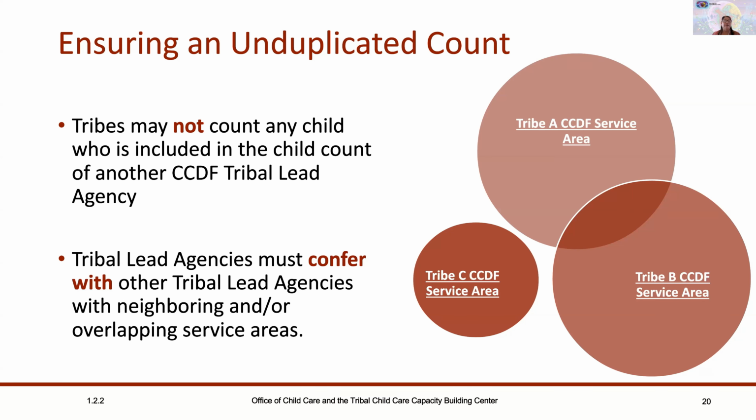Coordination is another key step to keep in mind when you are planning. If you have neighboring tribal lead agencies, or if you have an overlapping service area with another tribal lead agency, you will want to make sure you leave enough time to work together and confirm that your counts are not duplicative. Through coordination and upon receipt of data, it should be cross-referenced to ensure there is not duplication of the count. This supports the accuracy and integrity of the data.